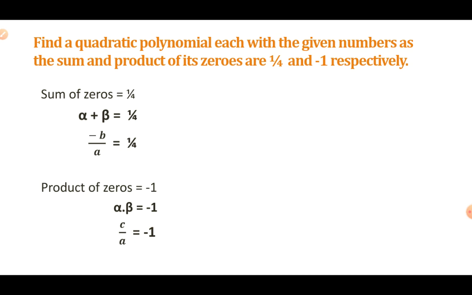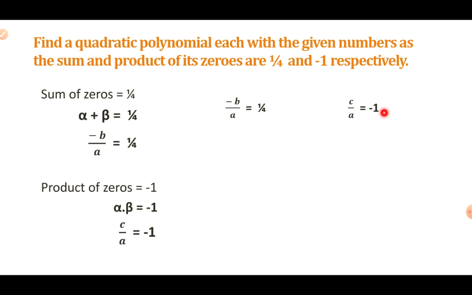Now with these values of minus b by a and c by a, we have to form the quadratic equation itself. So minus b by a is 1 by 4 and c by a is minus 1. The problem is we cannot equate these because here in the denominator we have a and here we have 4. So if we say a equals 4, the problem is that here the denominator is a and here there is no denominator. That means the denominator is 1, so the value of a is 1. Two different values of a are not acceptable.